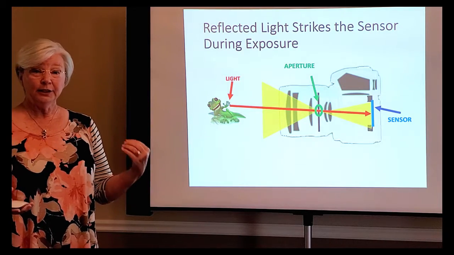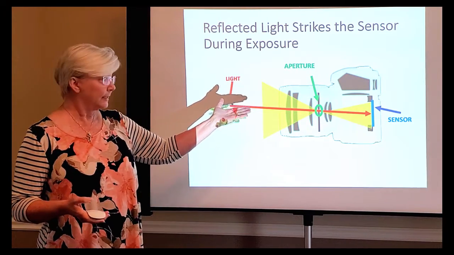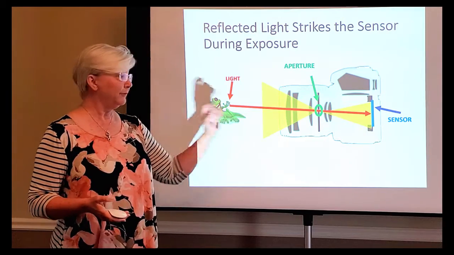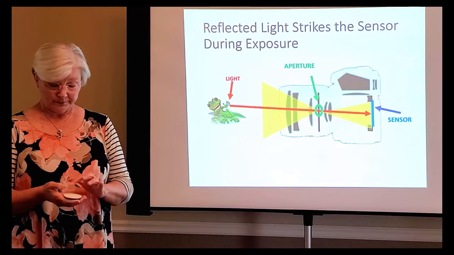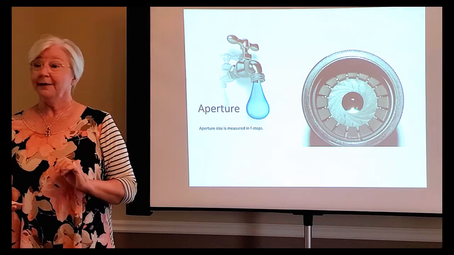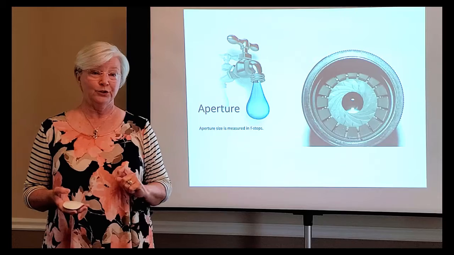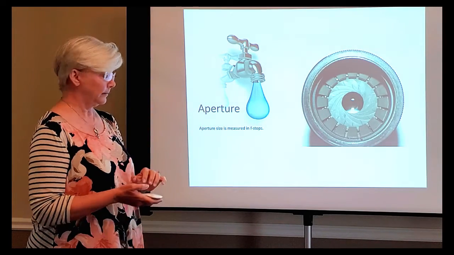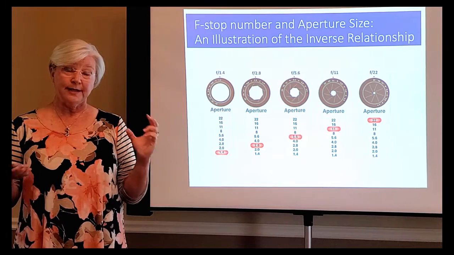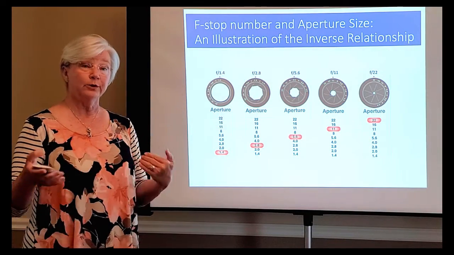So what happens in exposure, we'll do a quick recap, is that light shines on your subject, it's reflected into your camera lens, it goes through the opening of the lens, which is the aperture, and it strikes the sensor. So you control your depth of field by controlling the size of the aperture. If you think of the light coming through the aperture like water flowing out of a faucet, you're controlling how much light flows through that lens to strike that sensor by adjusting the aperture. The smaller the aperture, the more of your picture is in focus, so the greater the depth of field.